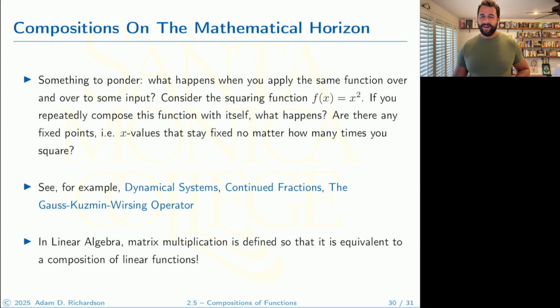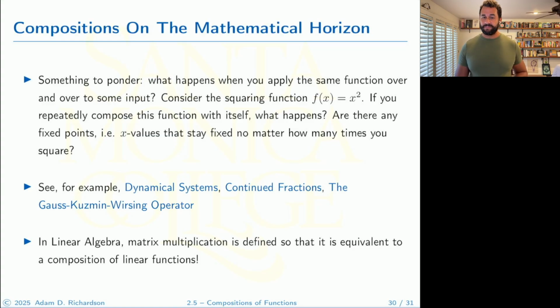Ponder it, right? While you're pondering that, my question to you is, what happens, first of all? And are there any fixed points? Meaning, are there any values that stay fixed no matter how many times you square them? Can you think of a number where if you square it and square it and square it and square it, you just keep getting the same number over and over again? Think about it.